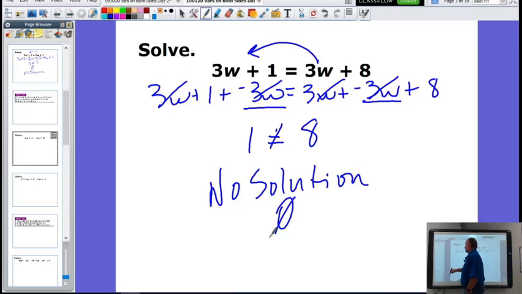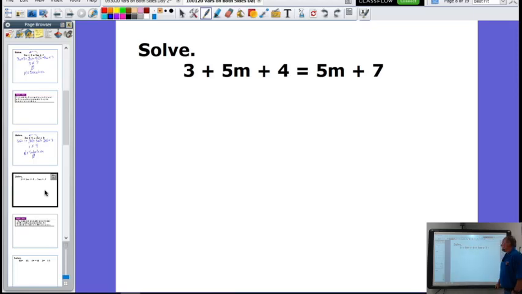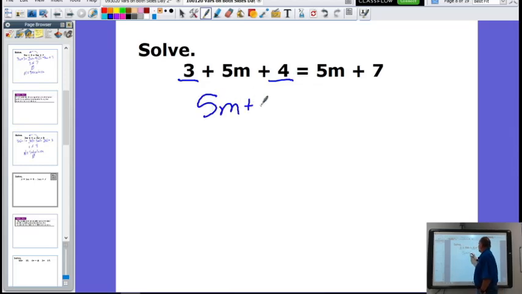Now, let's get another one. What if I give you this one? Now, this one's got a couple things going on. One, you'll notice that there's a 5M and a 5M. Something strange is going to happen. But I'm hoping you also notice that there's something that we can put together. Before you even begin working, you need to look at each side and determine, are there parts of this problem I could put together to help simplify? And I'm hoping that you see the 3 and the 4 could go together. So I would write 5M plus, and now what is 3 plus 4? 7 equals 5M plus 7.